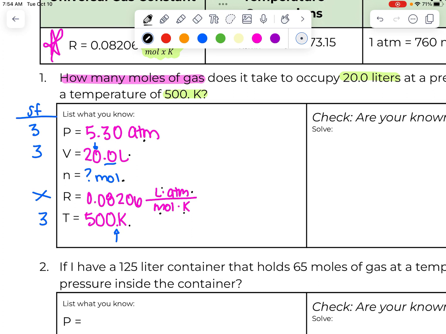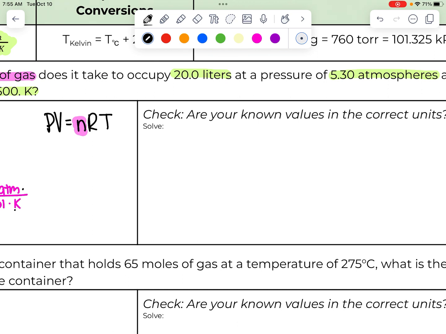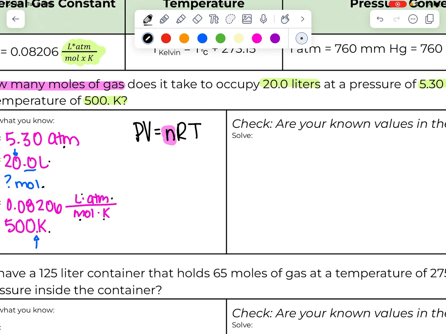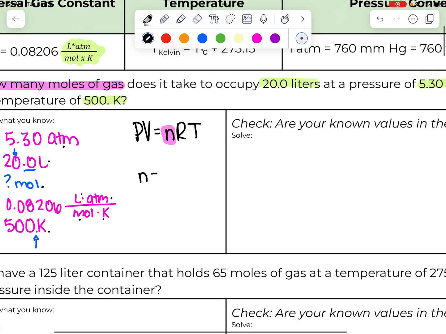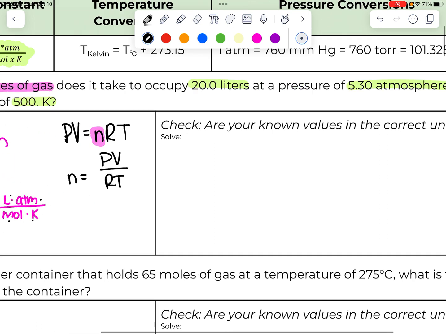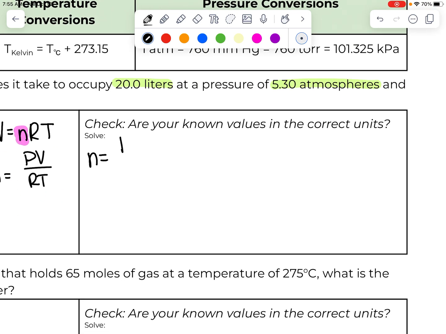Looking good there. Now I have to decide, how am I going to arrange my ideal gas equation? So we know that the ideal gas law is PV equals nRT. What's the variable that I want to solve for? Well, I don't know n, so I have to solve for n. So to rearrange this equation, I need to divide both sides by RT to get n on its own. So I'm going to end up with moles is equal to PV over RT. Okay, rewrite that right over here.